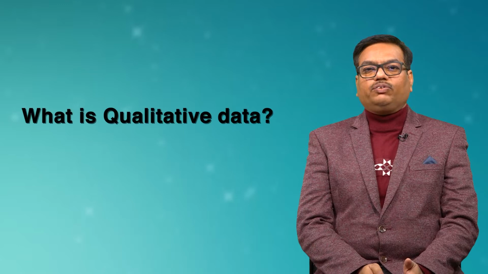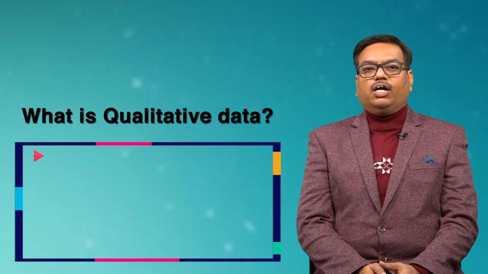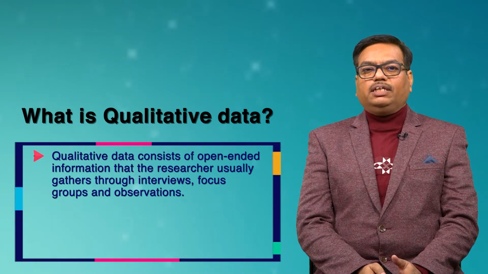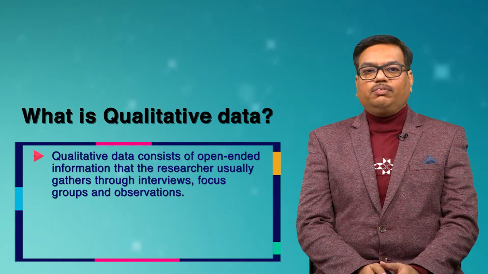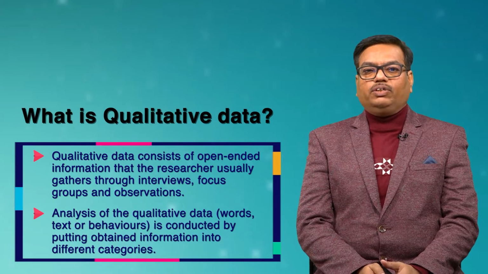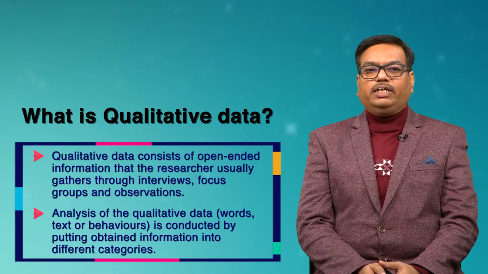And besides, we also collect qualitative data to conduct research. Qualitative data consists of open-ended information that the researcher usually gathers through interviews, focus groups, and observations. And analysis of the qualitative data, meaning words, text, or behaviors, is conducted by putting obtained information into different categories.